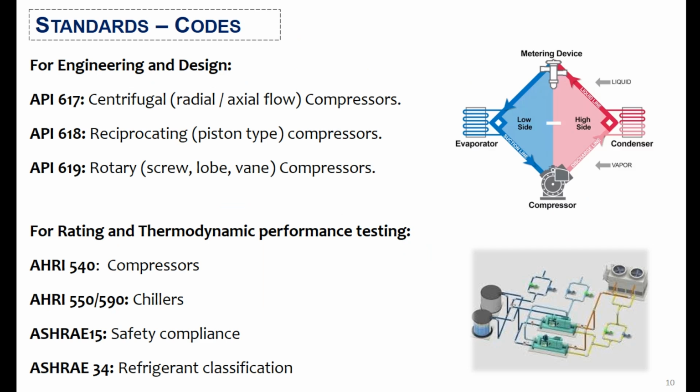The standard codes followed for the engineering and design of compressors are API 617 for centrifugal compressors, 618 for reciprocating compressors, and 619 for rotary compressors. For rating and thermodynamic performance testing, AHRI codes and ASHRAE codes are followed. For compressors, AHRI 540 is followed, and for chillers, 550 and 590. For safety compliance, ASHRAE 15, and for refrigerant classifications, ASHRAE 34 codes are used.